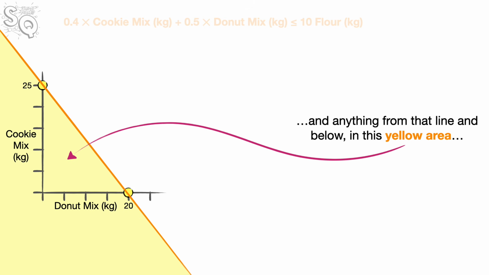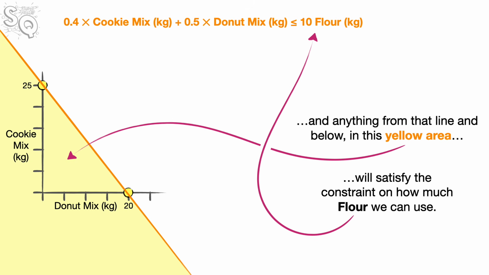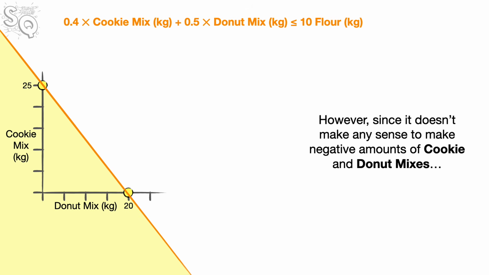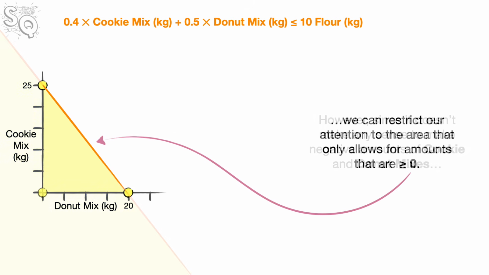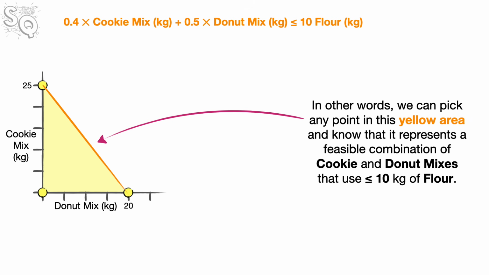And anything from that line and below, in this yellow area, will satisfy the constraint on how much flour we can use. However, since it doesn't make any sense to make negative amounts of cookie and donut mixes, we can restrict our attention to the area that only allows for amounts that are greater than or equal to 0. In other words, we can pick any point in this yellow area and know that it represents a feasible combination of cookie and donut mixes that use less than or equal to 10 kilograms of flour.